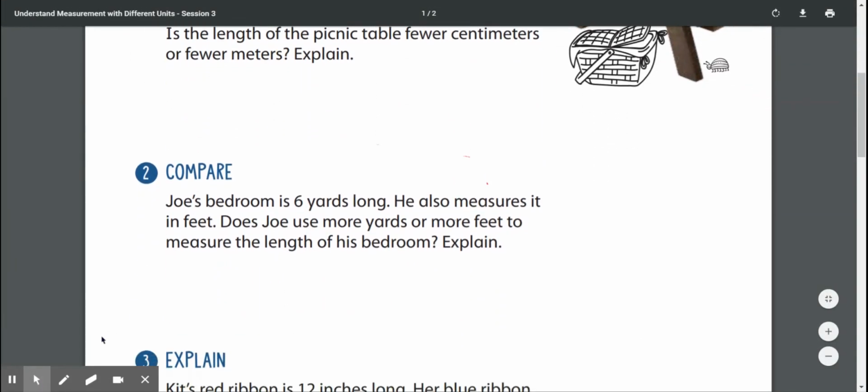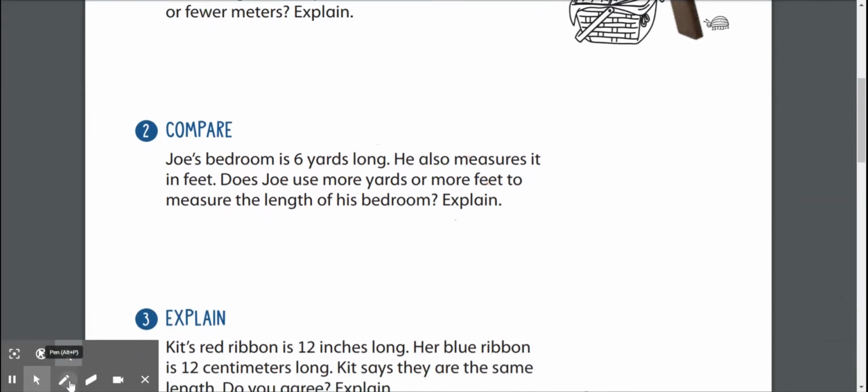So number 2, compare. Again, I'm gonna get my pencil. Joe's bedroom is 6 yards. Oh, here we go. Here's our unit that we're using, 6 yards. So his bedroom, the bedroom is pretty large, right? He also measures it in feet. Oh, here we go. In feet. That's our different measure. So we're dealing with yards and feet.